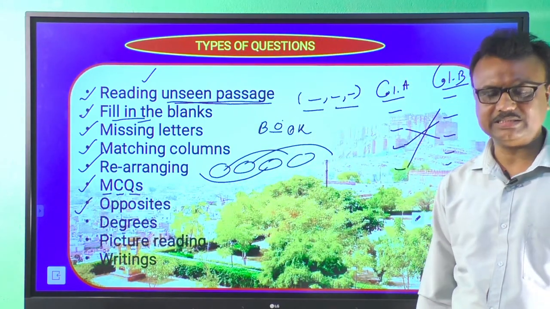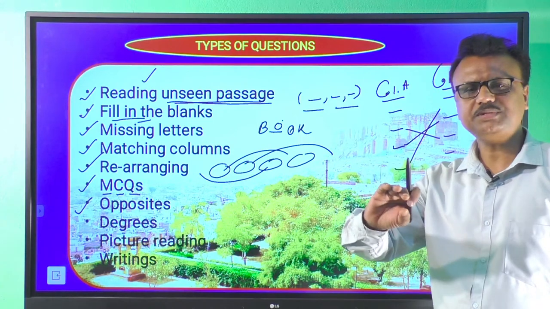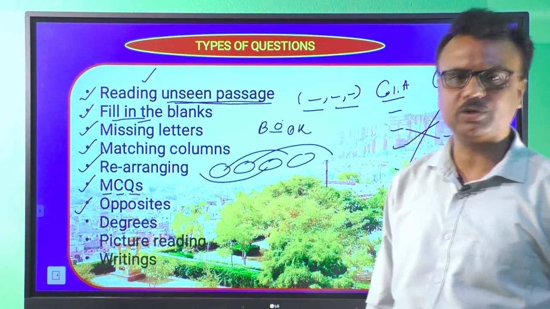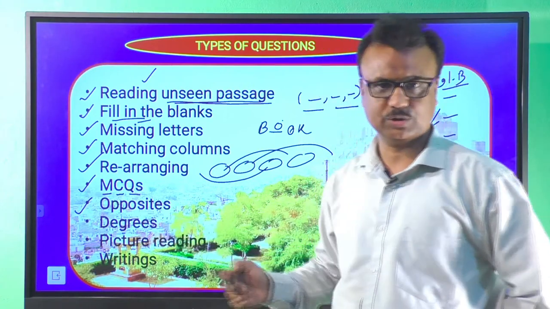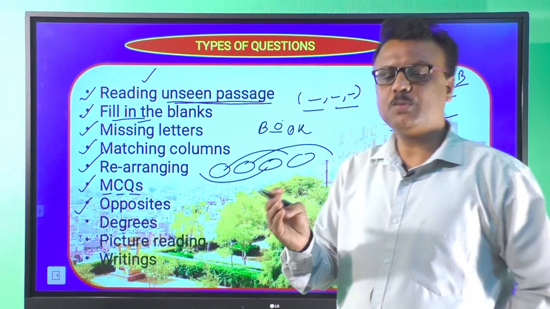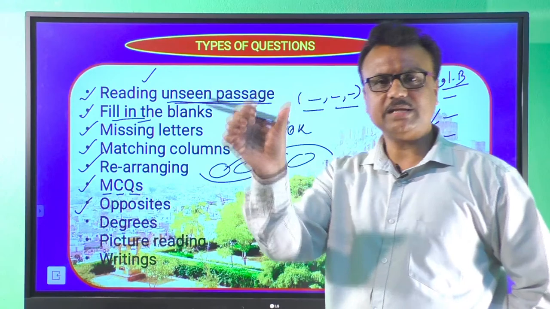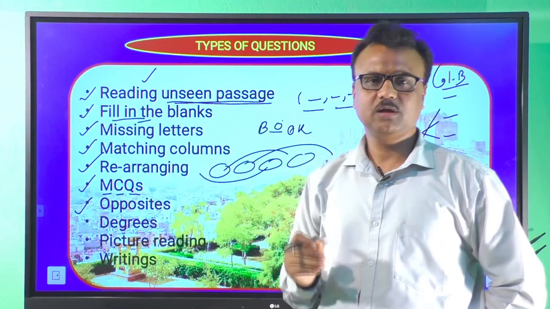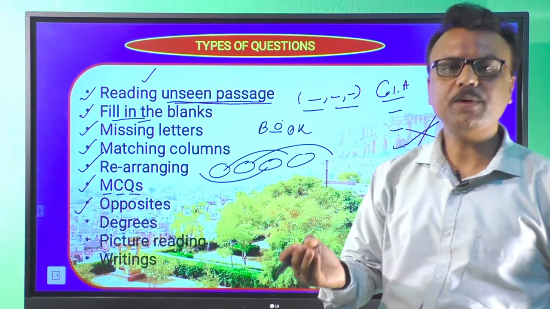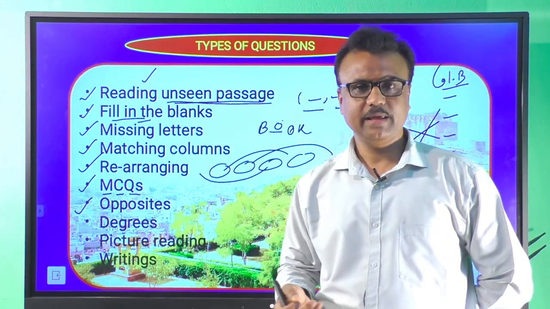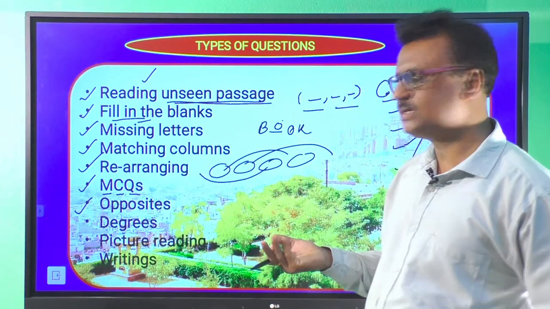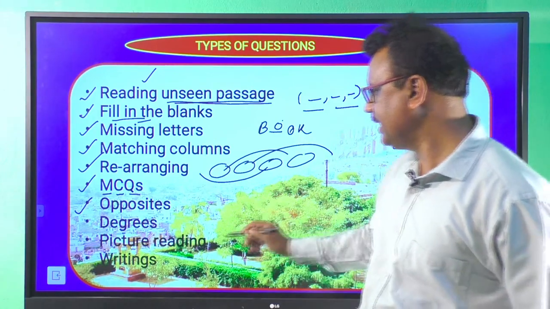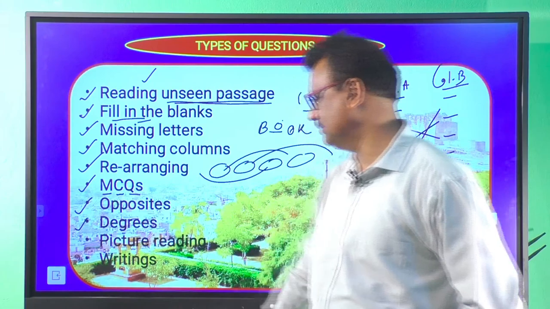Then degrees. You know, adverbs and adjectives, they do have degrees of comparison. Degrees of comparison. Comparative, superlative degrees. Positive degree given. Suppose tall, taller, tallest. Beautiful, more beautiful, most beautiful. Interesting, more interesting, most interesting. So in this way, the degrees of comparison also come.